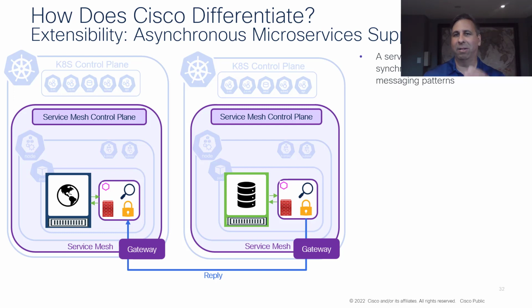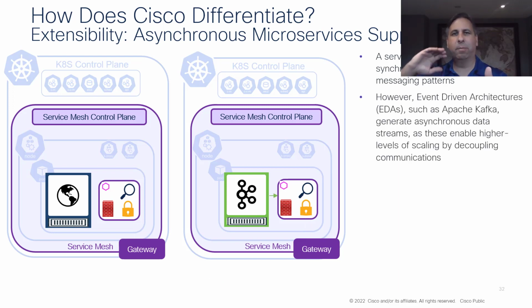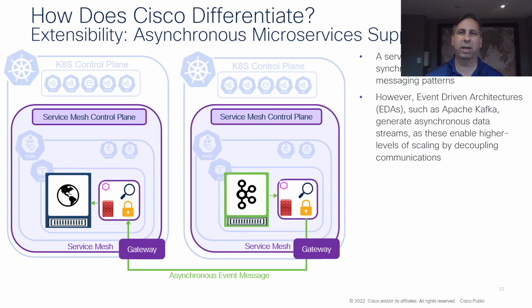We see that service meshes typically are optimized for request-reply communications, which are synchronous communications, whereas there are some communications and some applications, notably Apache Kafka, that are event-driven. So when something happens, then communication is triggered, and it's not synchronous.